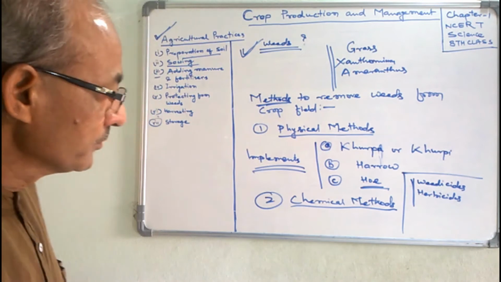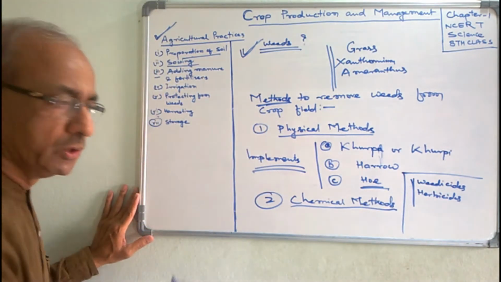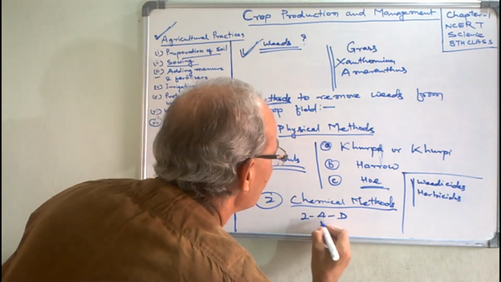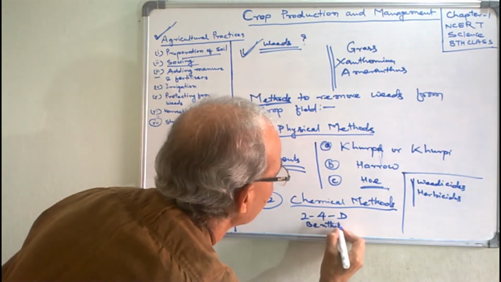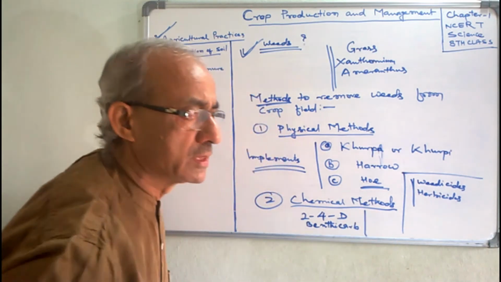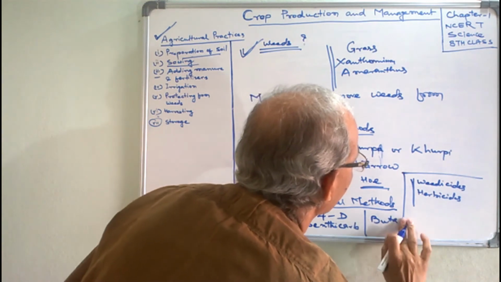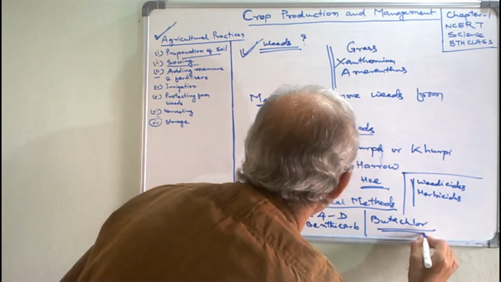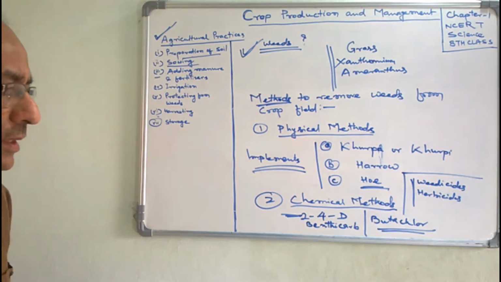The common weedicides or herbicides used in our country are 2,4-D, benthicarbamide, and the third one is butachlor. This 2,4-D is a very effective and common herbicide.